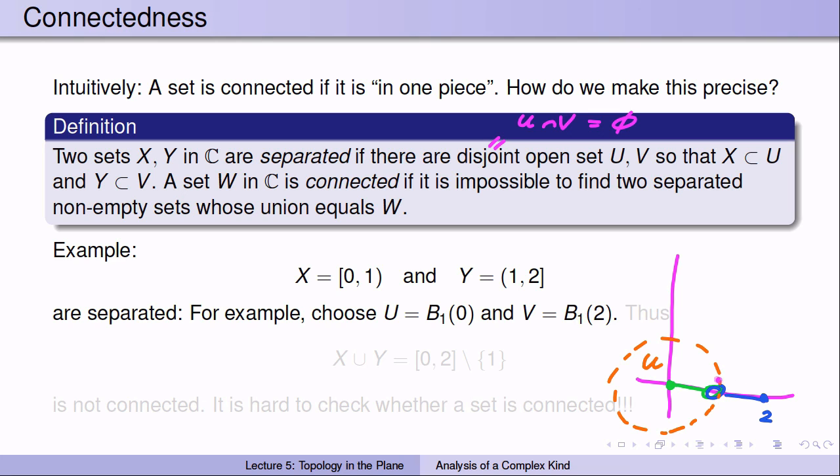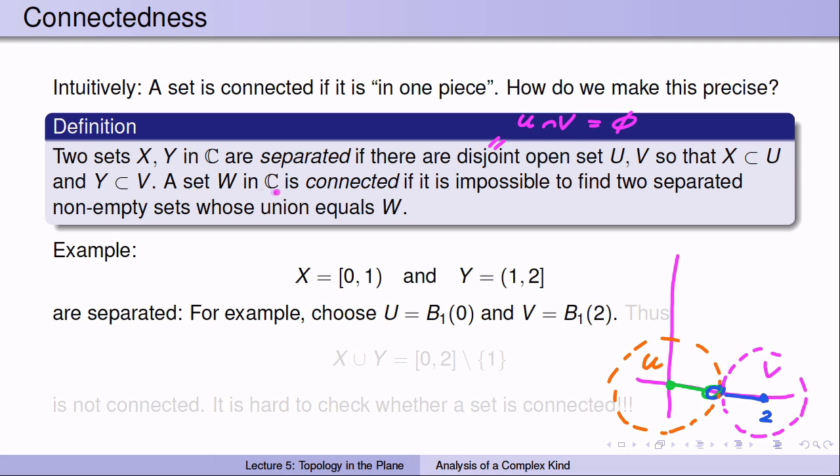And on the other hand, the disk of radius 1 centered at 2 contains all of Y, and they don't intersect. They kind of seem to touch there, but because they're open disks, they actually have no point in common. So I found two open sets that contain X and Y. They have nothing to do with each other. And that makes X and Y separated.